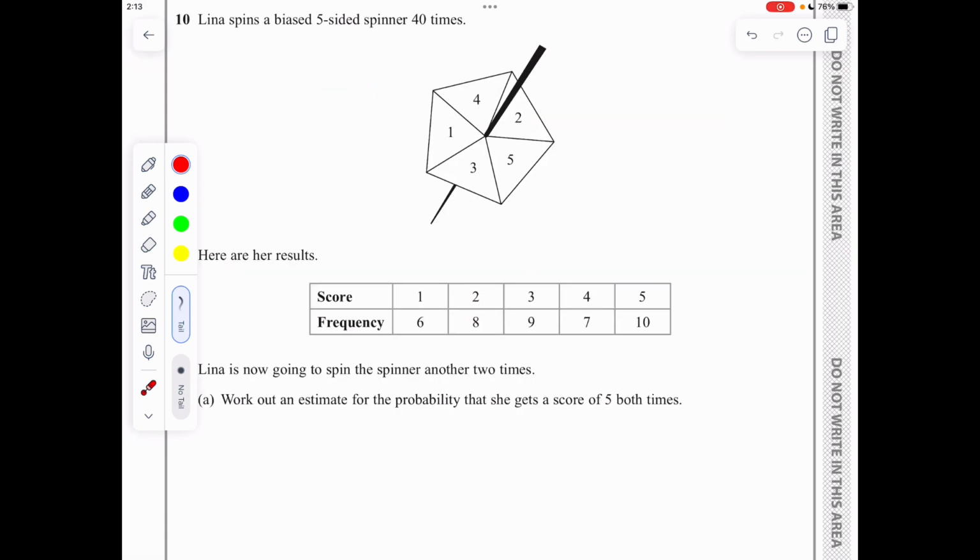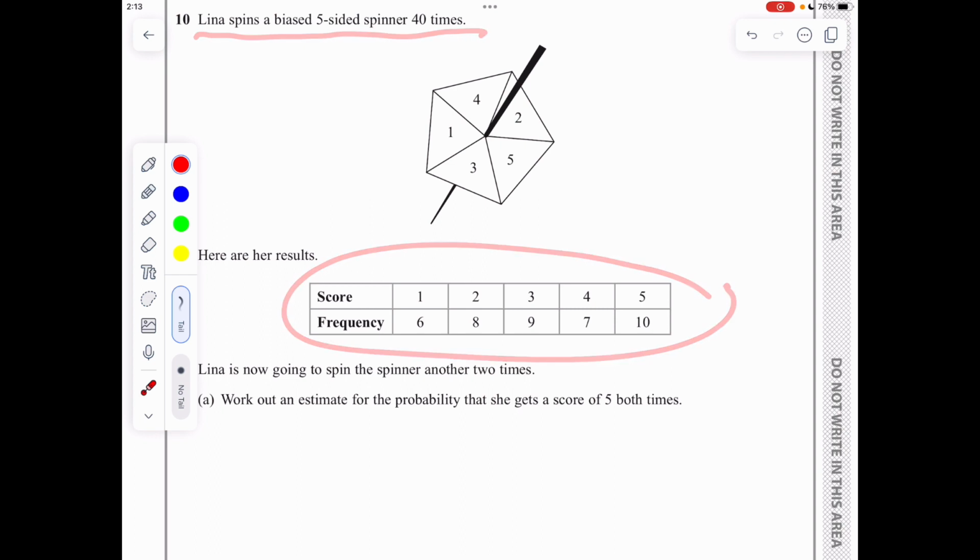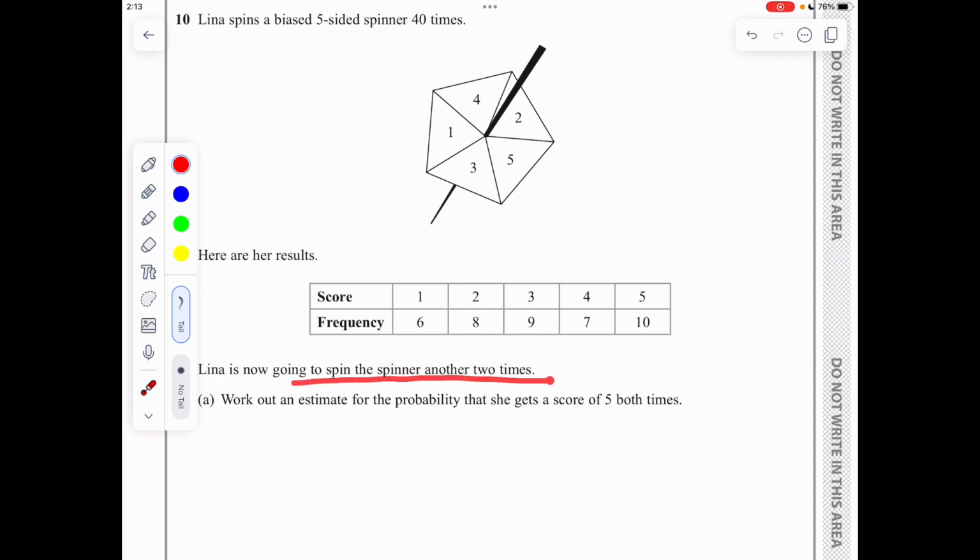In 10, we've got Lina who spins a biased 5-sided spinner 40 times. The results are summarized here, and she's now going to spin the spinner another 2 times. We need to work out an estimate for the probability that she gets a score of 5 both times. So we know that the total here is 40, so the probability of getting a 5 is 10 out of 40. We want the 5 both times, so 2 consecutive times, so 10 over 40 times 10 over 40. Obviously the 10 over 40 is simply a quarter, so a quarter times a quarter is 1 over 16.